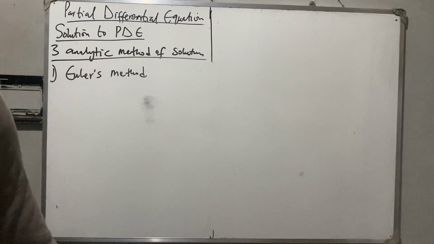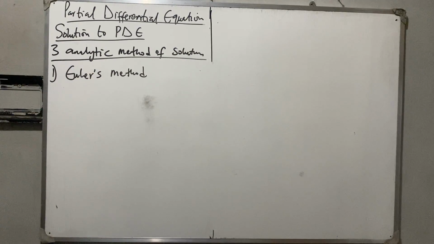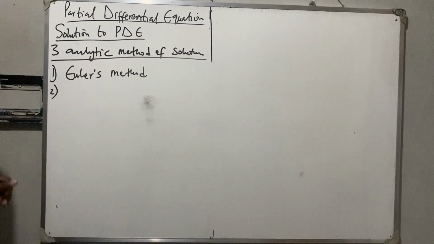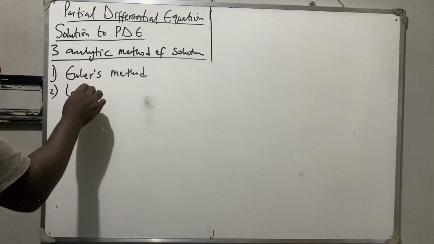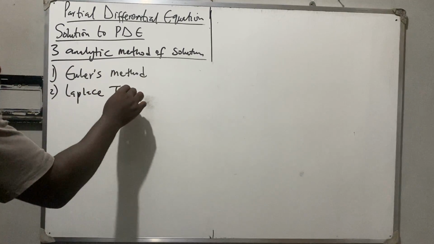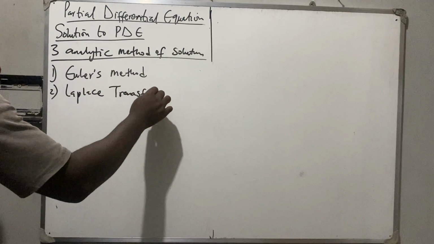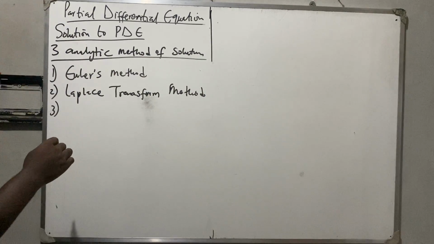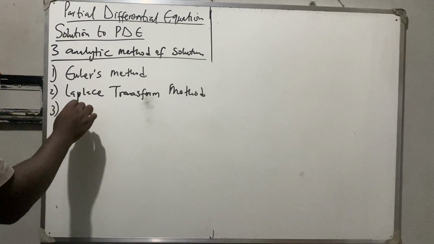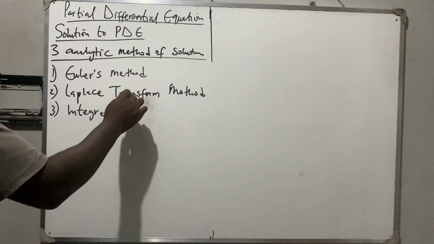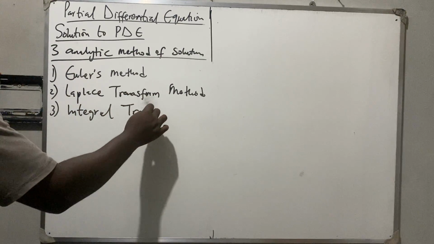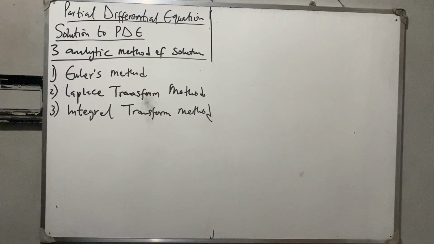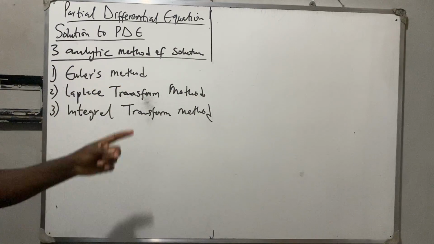Or let me just solve this in the next video. Sorry. Or let me just list all of them, then we will start with the first one. So the second one is the Laplace transform method. Then the third one is the integral transform method. So we are going to start with Euler's method in our next video.